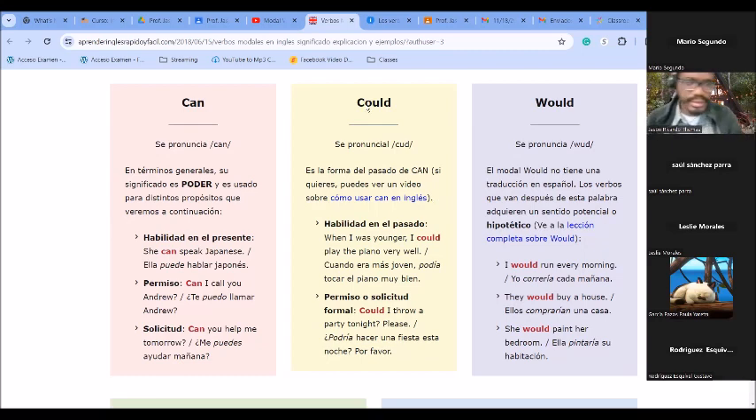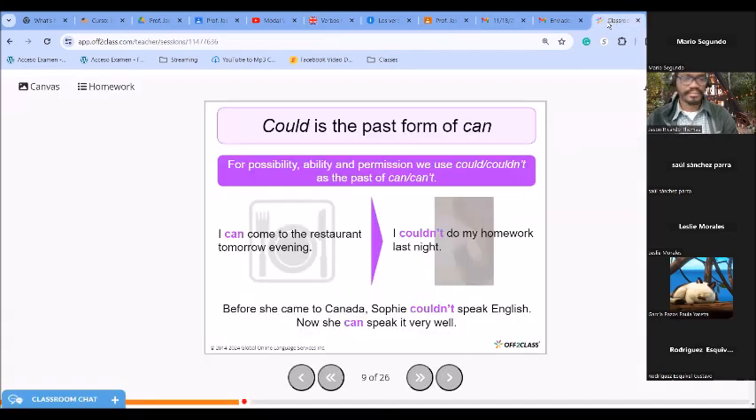All right. Now, notice with can, we're talking about abilities. Same thing for could. With can, we are talking about permission and requesting help. Same thing for could. The slight difference between can and could is that could is more formal. All right? It's the past form of can. For possibility, ability, and permission, we use could as the past of can or can't.